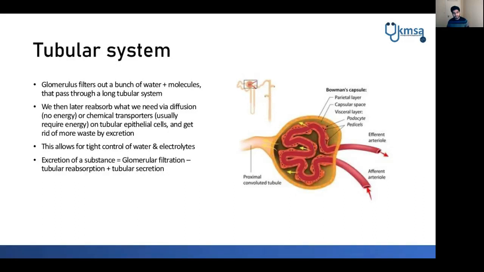It's important to note the formula at the bottom, just conceptually. If you want to find out the total excretion of any substance, it is how much comes out through the glomerulus, how much is filtered, minus how much we reabsorb later on, and then add how much we secrete as well. That's essentially how you find out how much of the electrolytes we're clearing out.